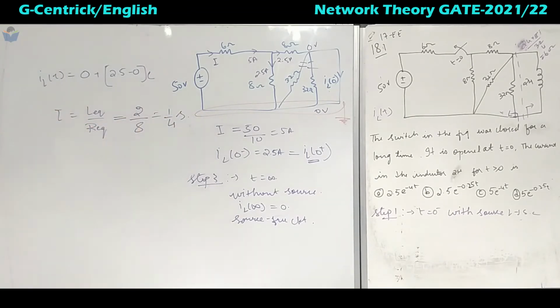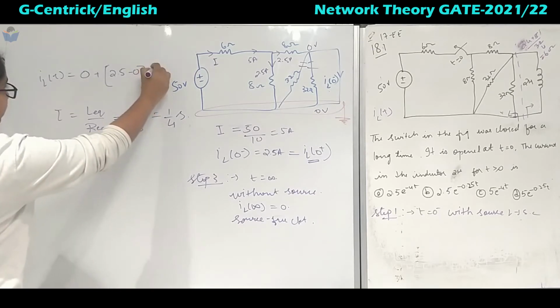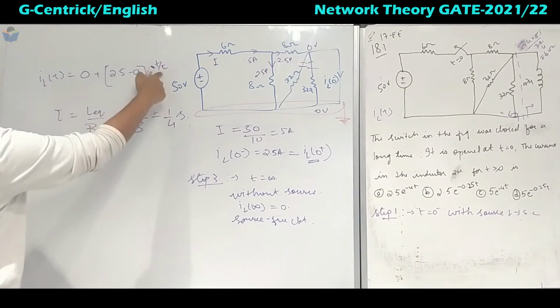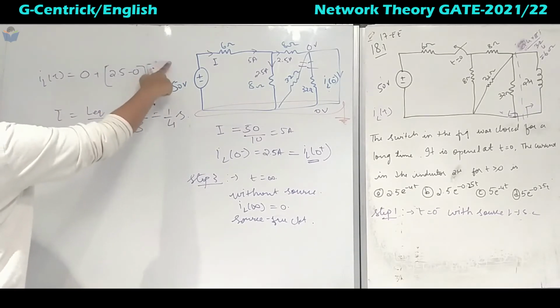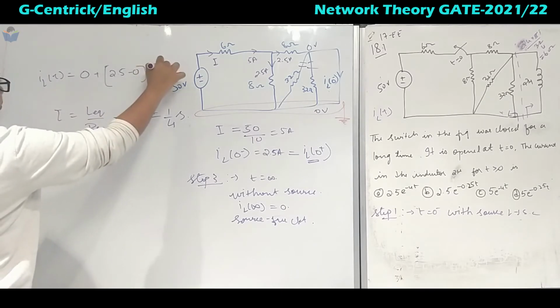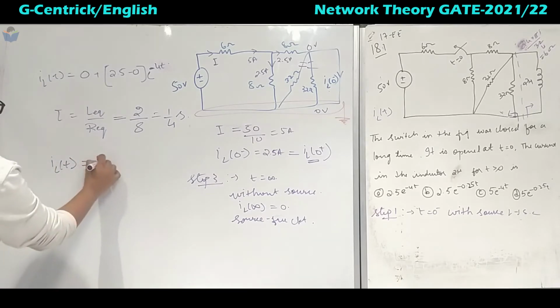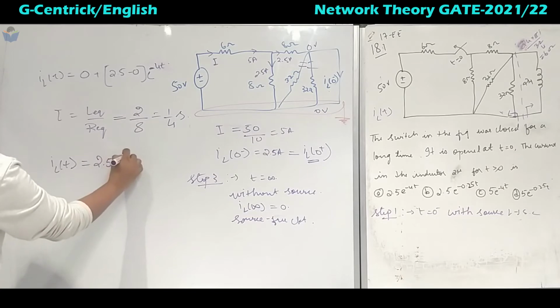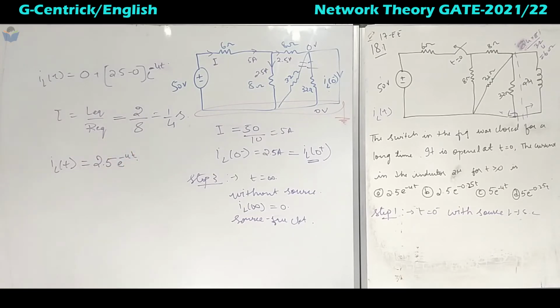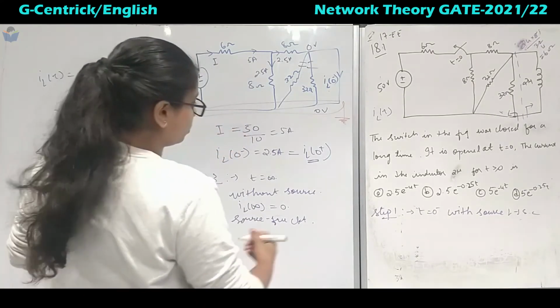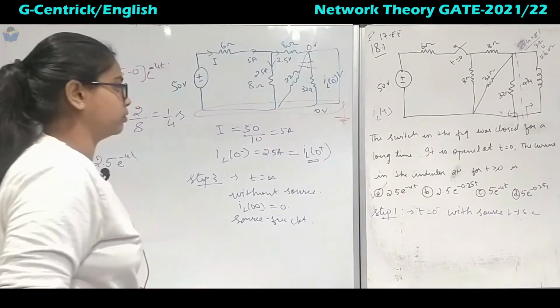So this will be our time constant. When we have got the time constant 1 by 4, then it is nothing but t by tau. So tau is 1 by 4, when you replace it, it will go in the numerator, which we will get as this one. So the final expression for the current through the inductor is 2.5 e to the power minus 4t. In the options we have got the first one, so this is the correct option.